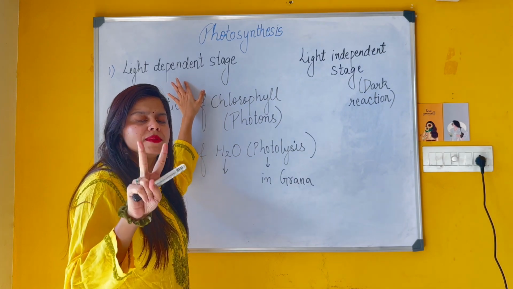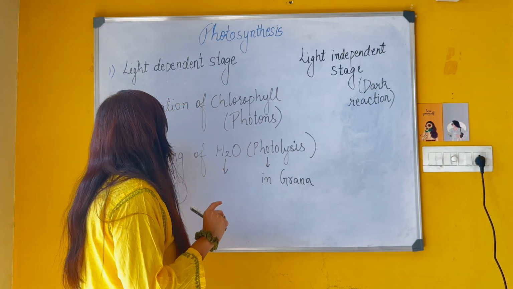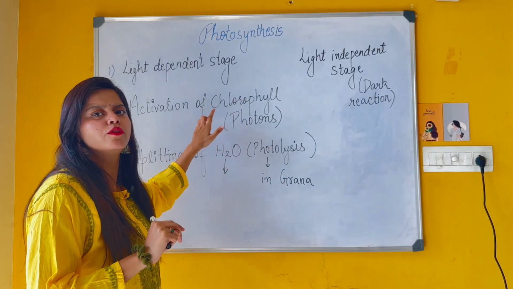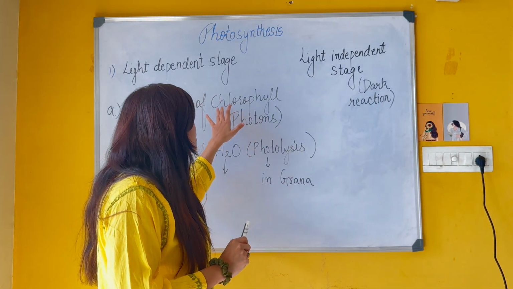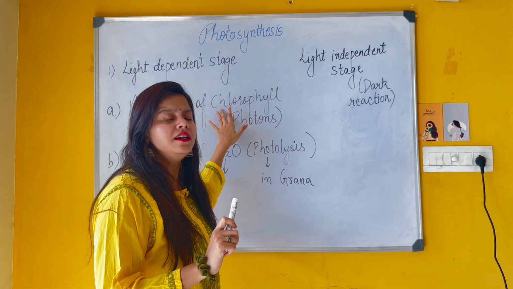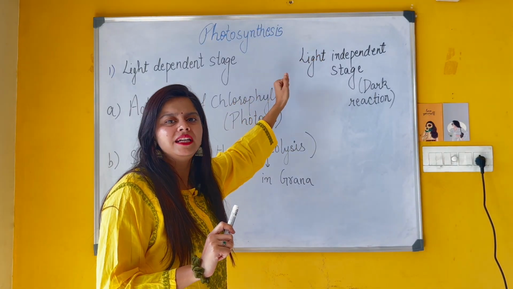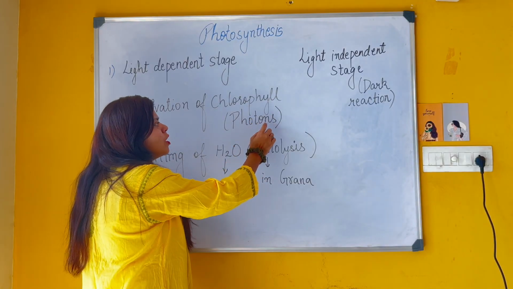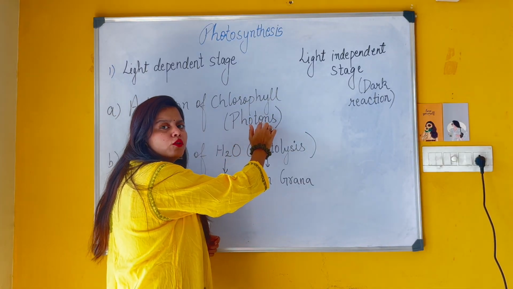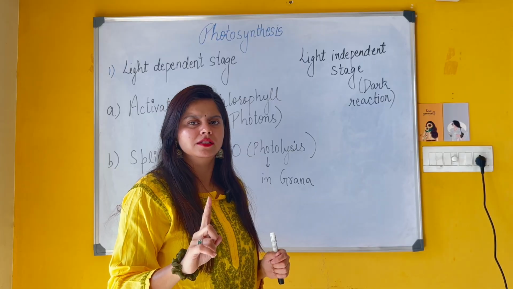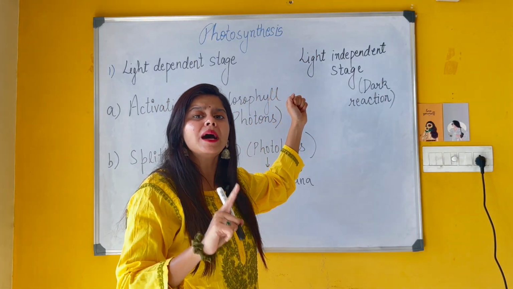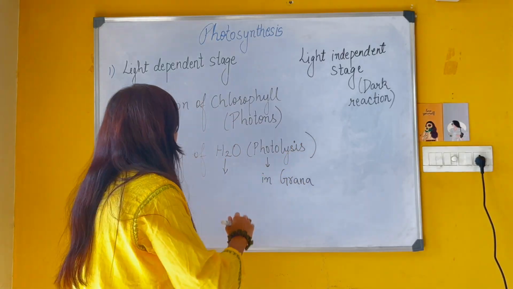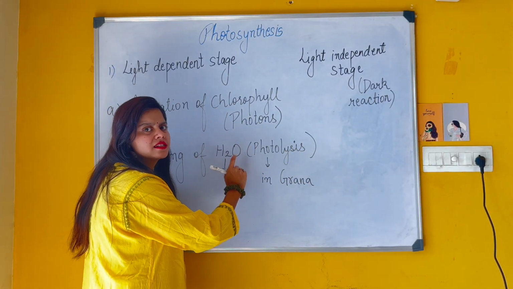There are two steps in the light dependent stage. The first step is activation of chlorophyll. So what is activation of chlorophyll? Chlorophyll gets activated by trapping the light energy. So chlorophyll absorbs photons. So what are photons? They are the light particles. Chlorophyll will trap the light particles. This trapped light energy will break down water in the next step.